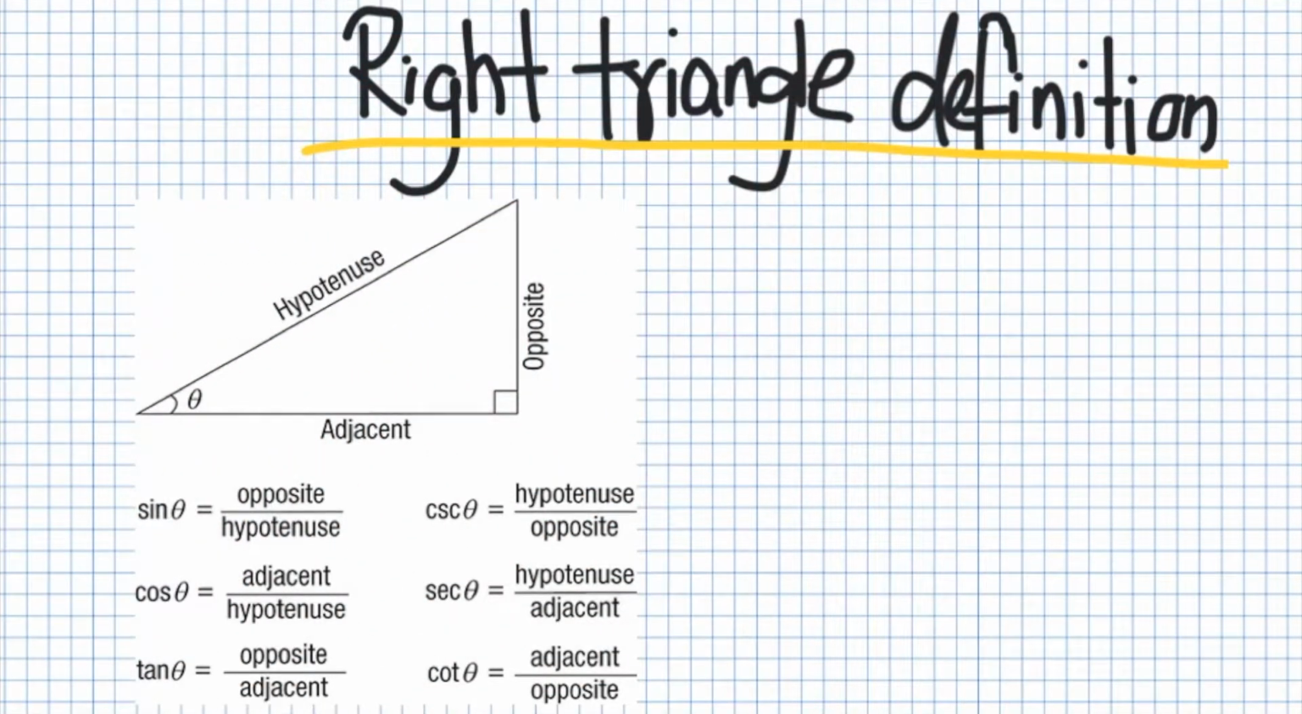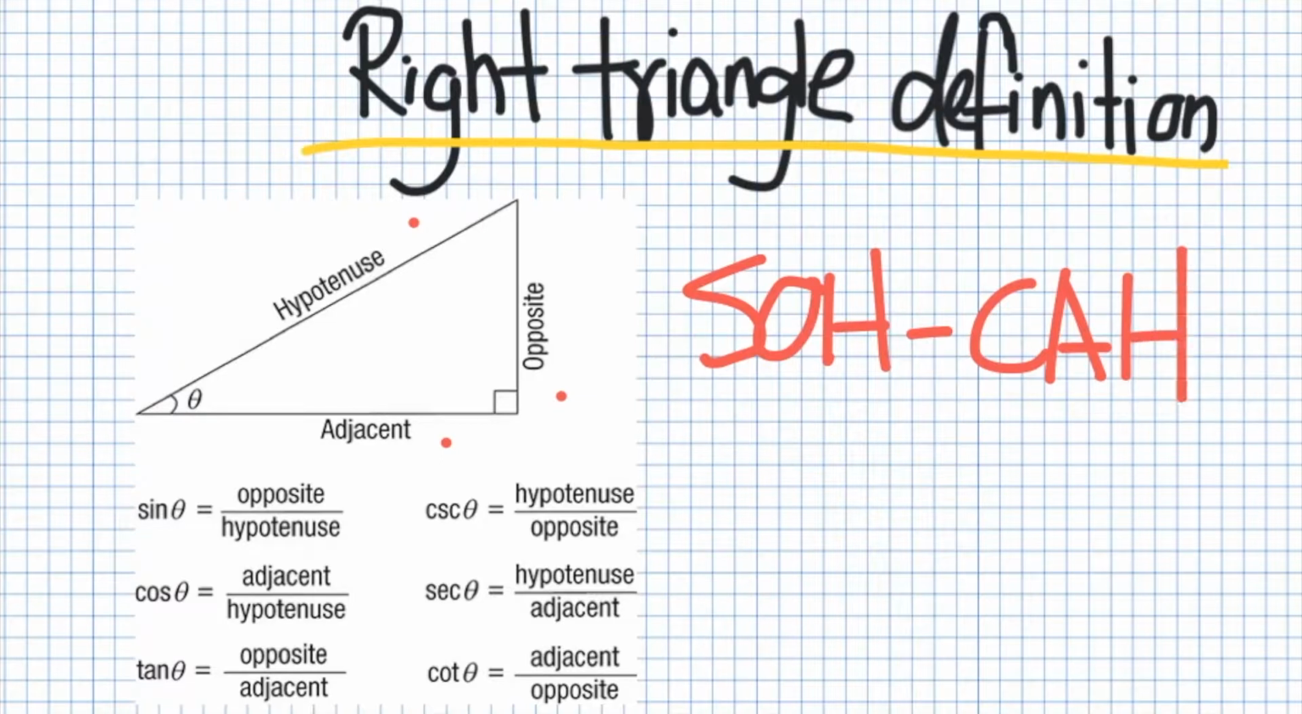Okay, so first, let's do a quick recap of the right triangle definition. And here's our triangle: hypotenuse, opposite, and adjacent. And here's our angle theta. So by SOHCAHTOA, we know that sine is opposite over hypotenuse, cosine is adjacent over hypotenuse, and tangent is opposite over adjacent.